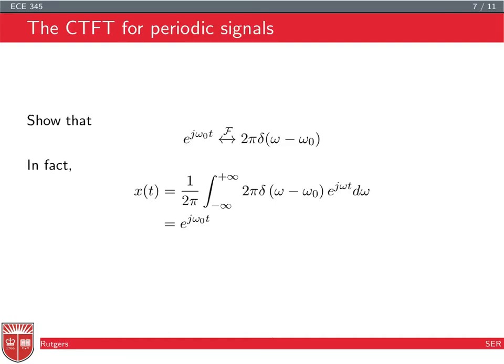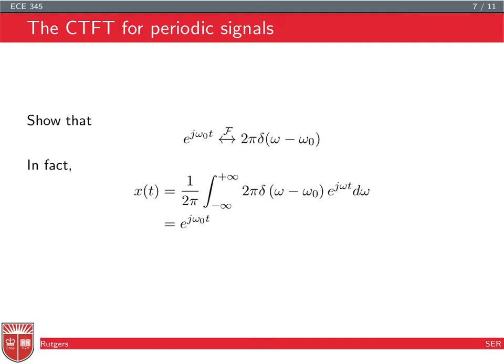In the next few examples, I'm going to focus on computing the CTFT of periodic signals. The first example is the CTFT of a complex exponential, and the question here is to find the CTFT of x of t equal to e to the j omega 0 t, and to prove that it is actually equal to 2 pi delta of omega minus omega 0.